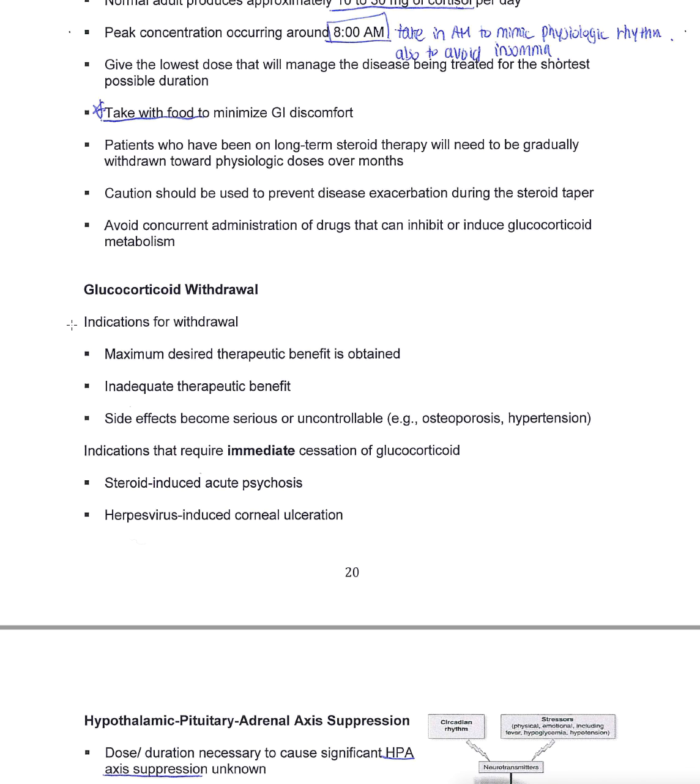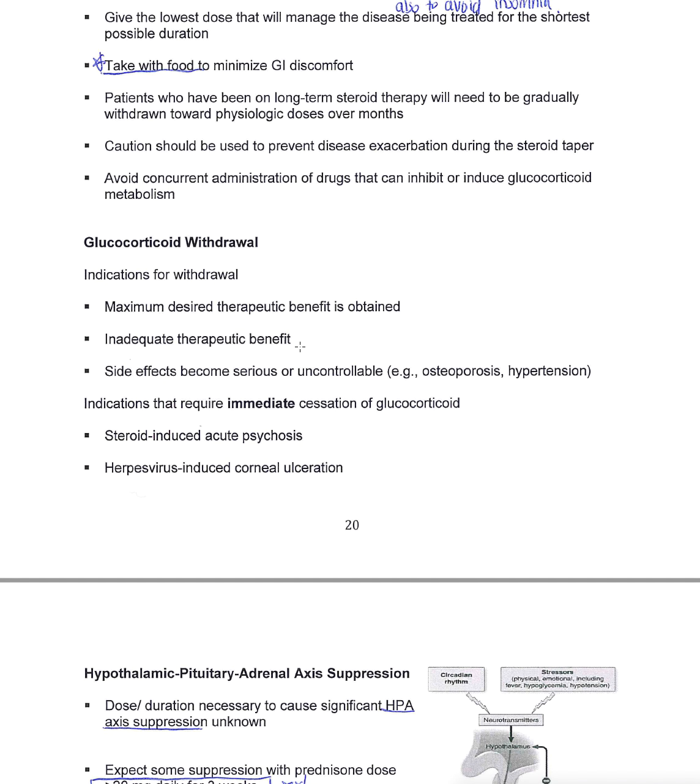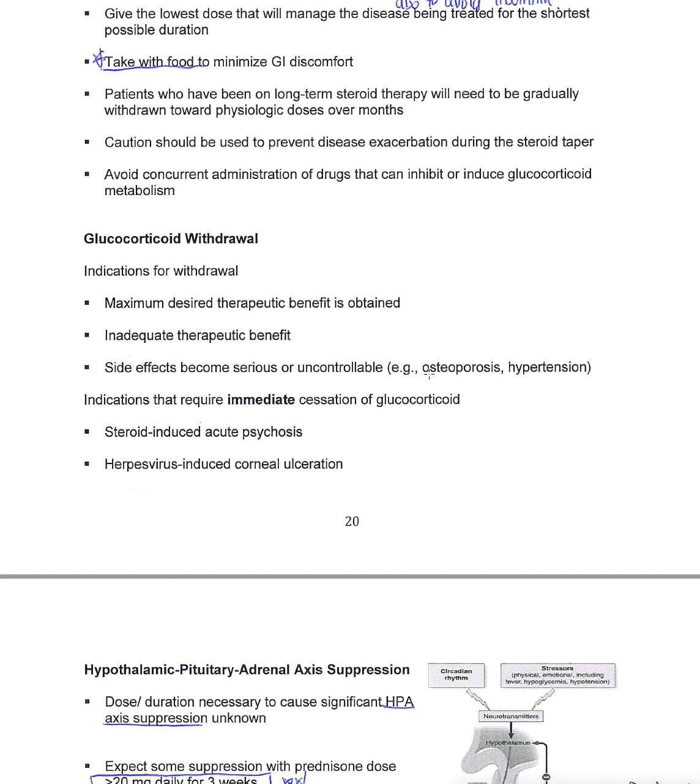So when do we withdraw glucocorticoids? Of course, when maximum desired therapeutic benefit is obtained, that we treated what we were trying to treat with corticosteroids, especially for any inflammation. If it's all controlled, then we're going to stop the therapy. When it's not working, then we need to stop. There's no reason to give corticosteroids and expose the patient to adverse events from corticosteroids. And sometimes when adverse events are way too serious and uncontrollable, such as osteoporosis and hypertension, that really the risk is way higher than the benefit we can gain from the corticosteroids, we're going to stop it.